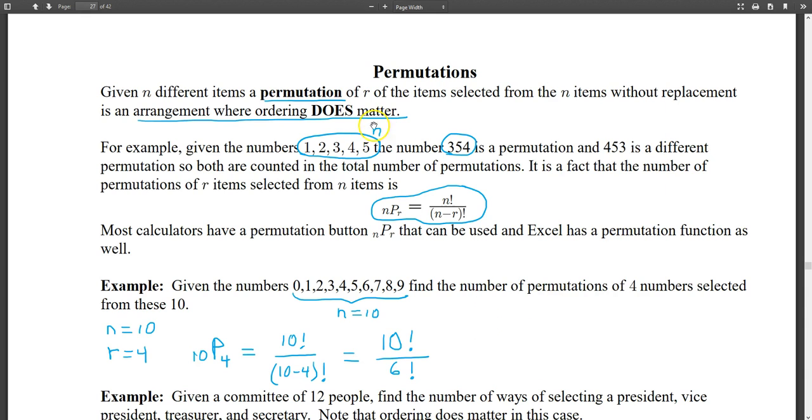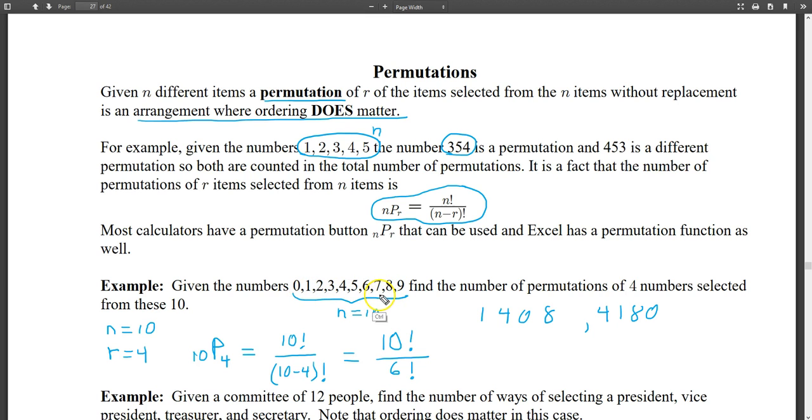Once again, just make sure you understand that when we select 4 items from these 10, we're selecting things like 1, 4, 0, 8. That's one possible permutation of selecting 4 from these 10. And then 4, 1, 8, 0 would be a different one, and so on. So there are 5,040 possible permutations of 4 items selected from these 10.